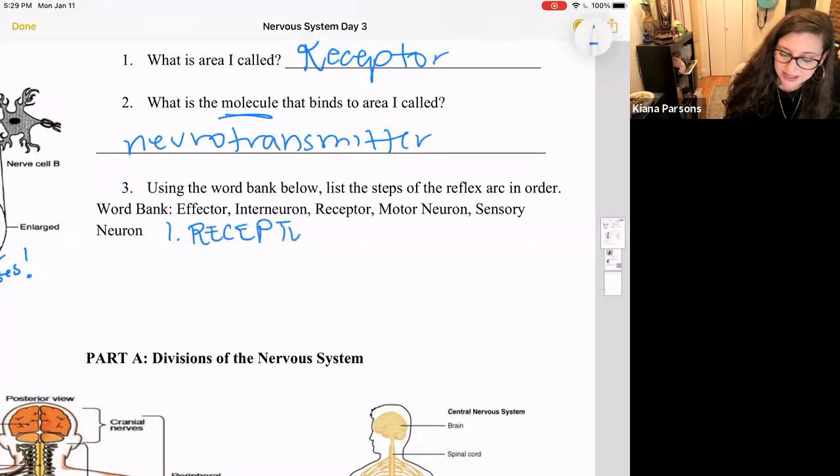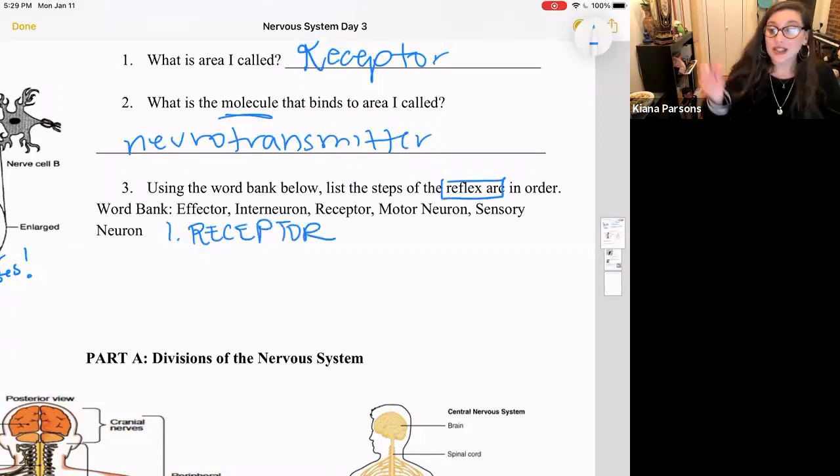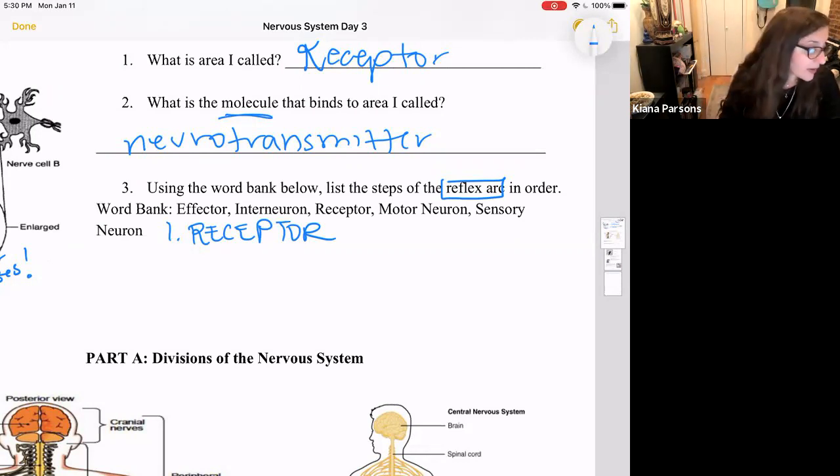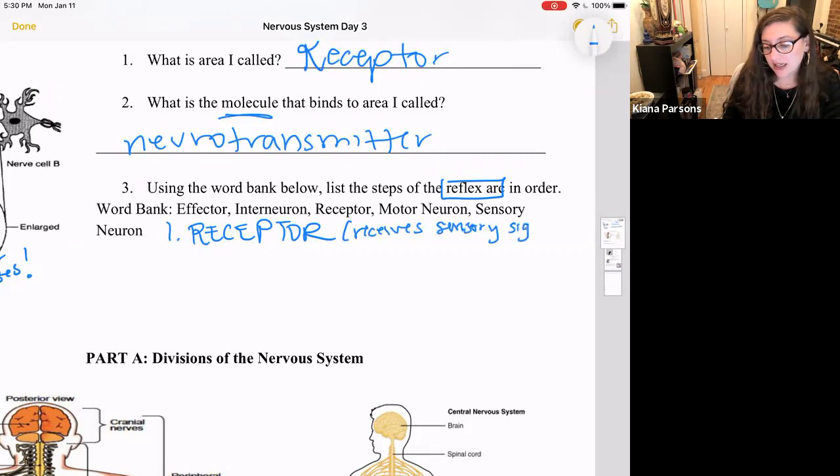right? So the receptor, in the case of the reflex arc, is going to be in one of our sensory areas, meaning the receptor is going to be in our skin, touch, and our nose, smell, and our ears, sound, and our mouth, taste. It's going to be one of the 5 senses. So that receptor receives a signal. And in the case of a reflex, right, that's usually pain.